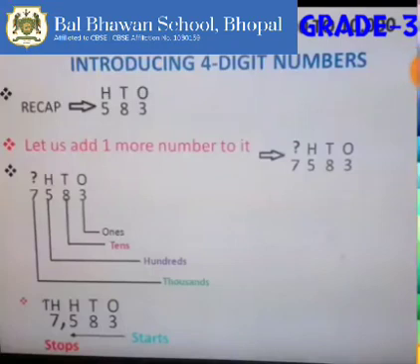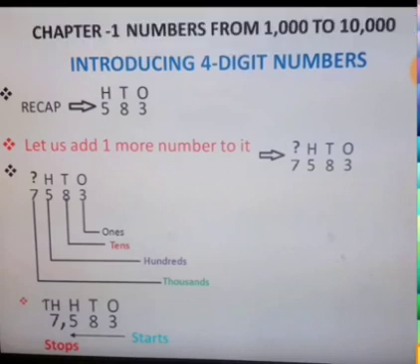Good morning, children. Let us start our first chapter, numbers from 1000 to 10,000. Children, in our last session, we have revised the place value, expanded form, and number names of 3-digit numbers.